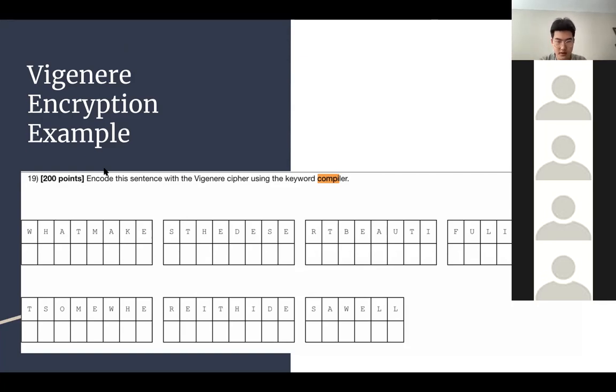So here the quote is, "What makes the desert beautiful is that somewhere it hides a well." Yeah, so it's kind of hard to read, but that's the quote. And then our keyword is compiler.